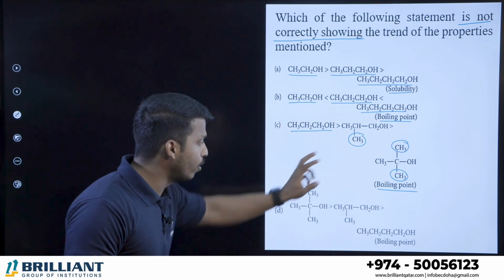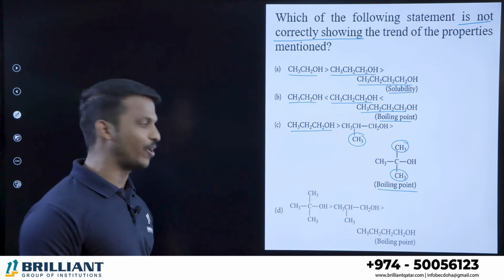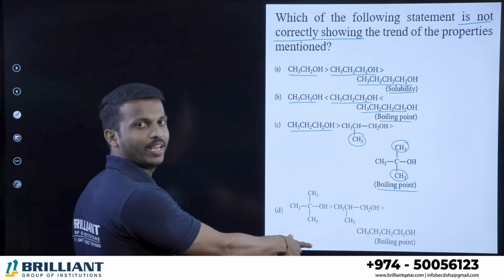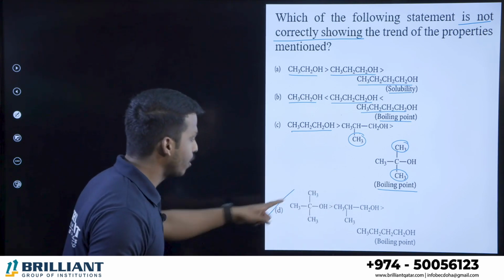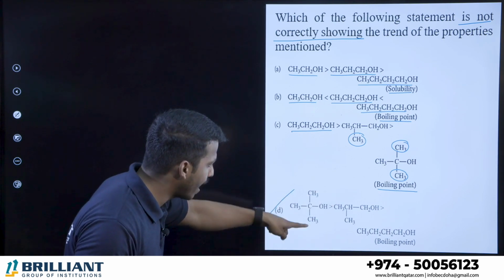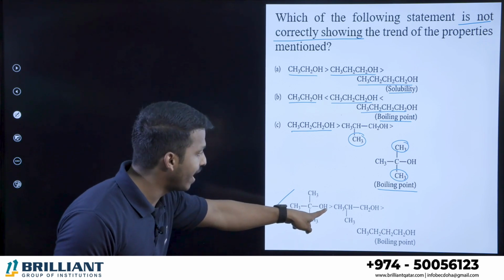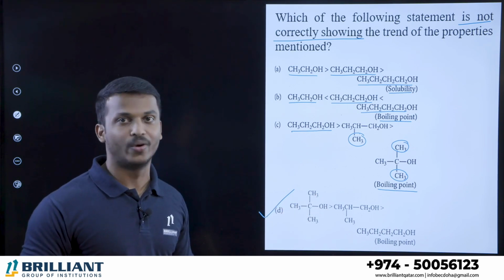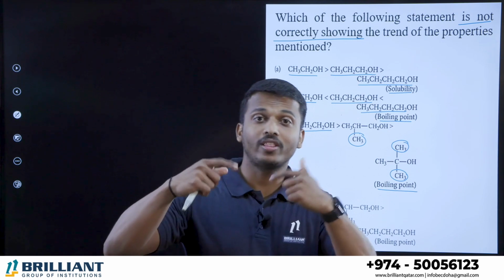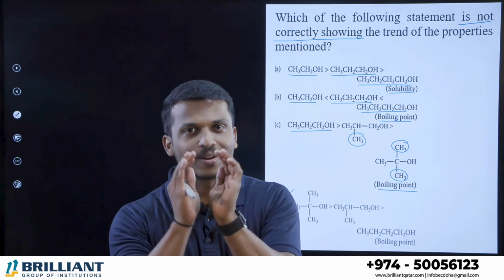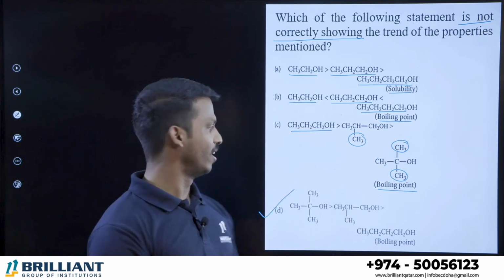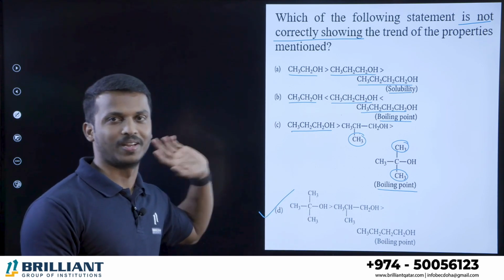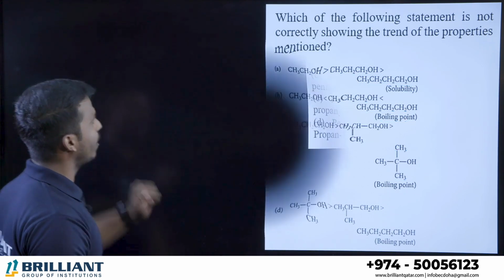The same compounds are given in the opposite order for boiling point. This is wrong, dear all. This is your correct answer. Because here you can see more branches are there, and they are shown as having a greater boiling point. No. We studied that the more the number of branches, the less the surface area, the lower the boiling point, right? So this is the wrong statement given here. Okay, shall we go to the next one?